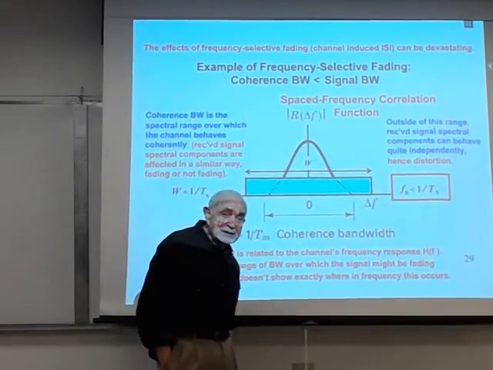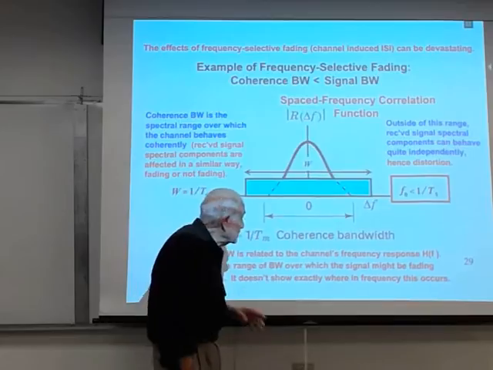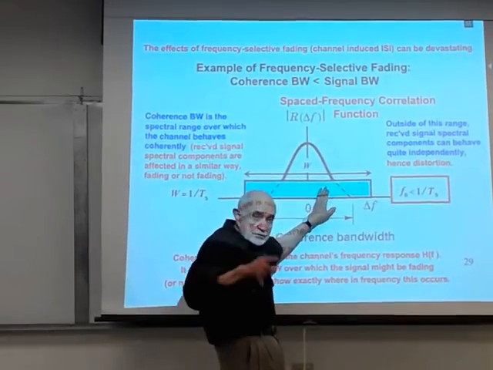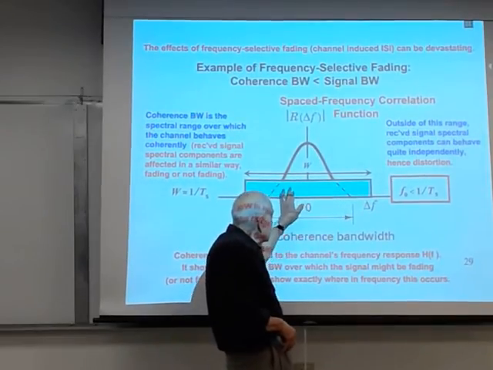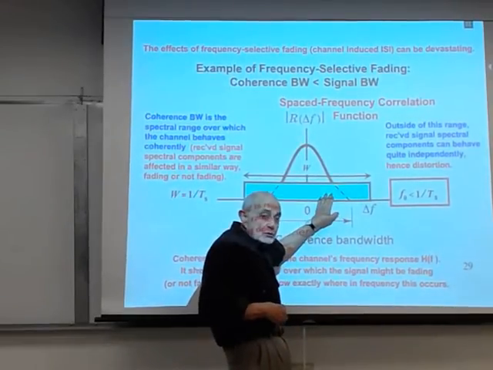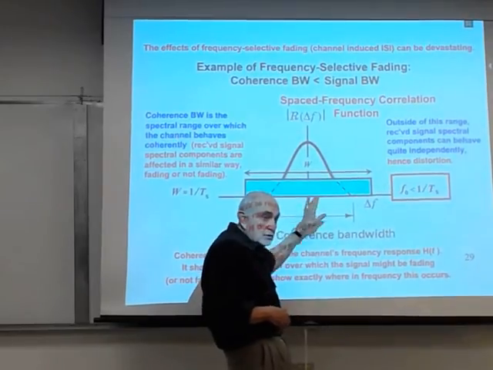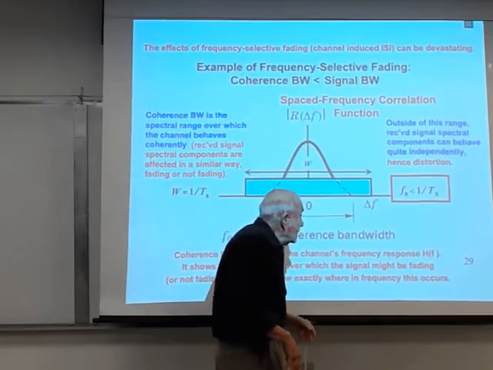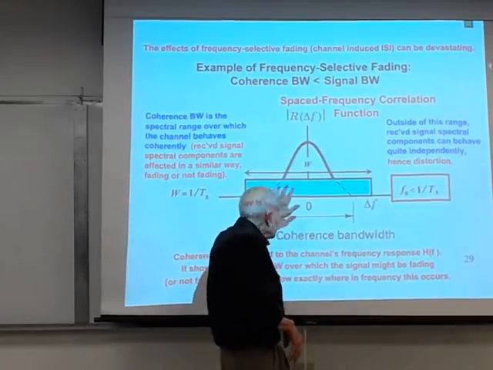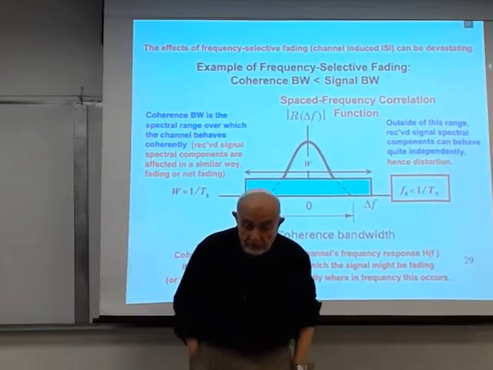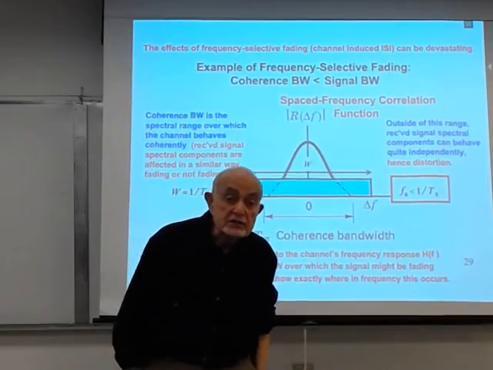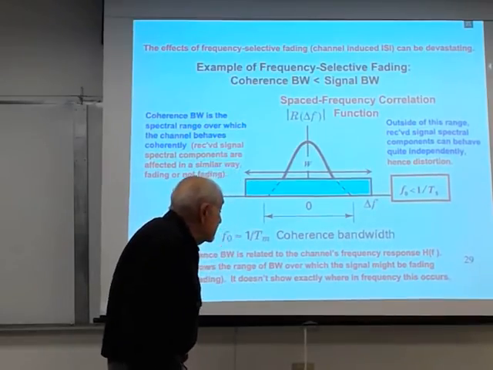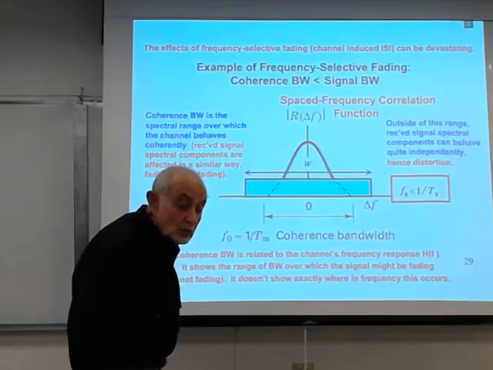Now, keep in mind, this is the worst case picture, and what it's saying is that for the spectral lines of your signal that fall anywhere within this highly correlated region, within this coherence bandwidth, things will behave properly. No distortion, no smearing. But outside of this region, the signals will behave quite independently. And that means that there is going to be distortion, and that is the worst case.